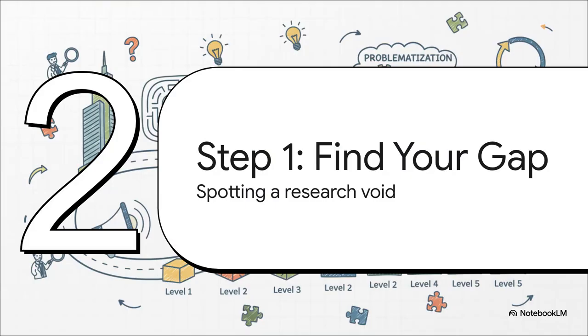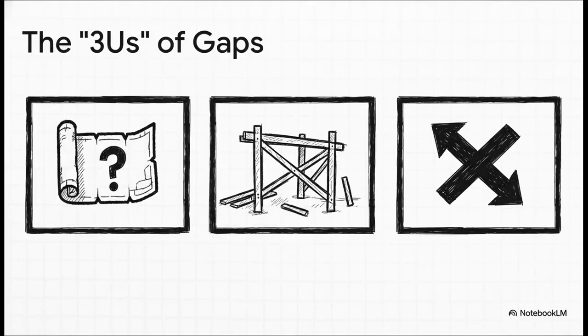All right, so we've got our blueprint. We're ready for step one, finding your gap. This is all about spotting a genuine void in the research that's already out there. And to help us do that, the paper gives us this great little tool, the 3 U's. So you ask yourself, is this area completely unexplored? Or maybe it's underdeveloped. Some ideas are floating around, but they're not very solid. Or is it uncertain, where all the existing studies just contradict each other? These are your ways in.